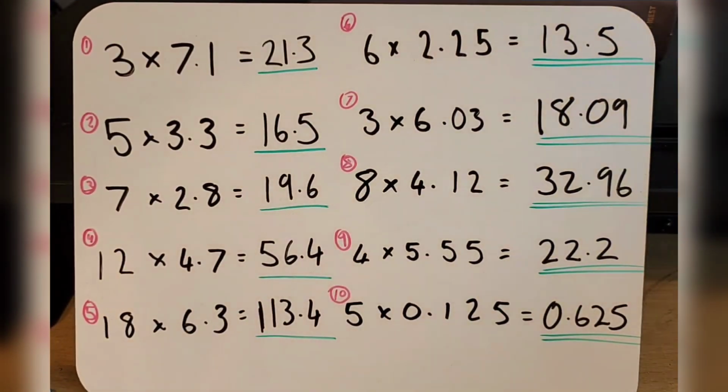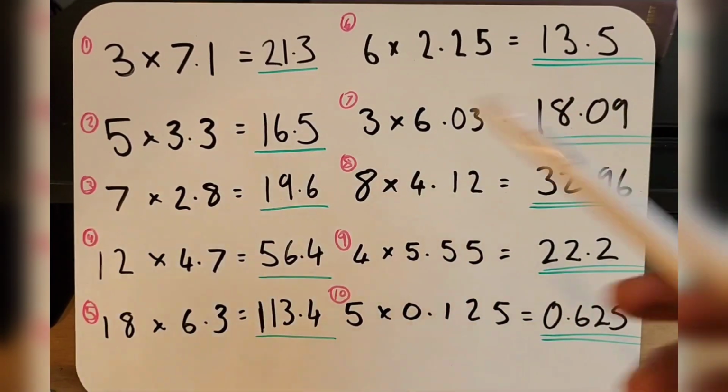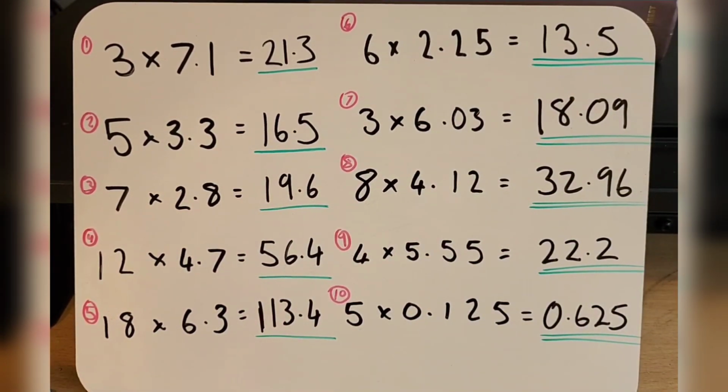Hope we're ready for some answers. Okay, so our first one, 13.5. Second one, 18.09. 32.96. Next one is 22.2. And our last question is 0.625. Hopefully you guys have learned something, and I will do some more on how to do these calculations for those of you that want to learn more about how to multiply different numbers. But otherwise, we're done with the DP method here.